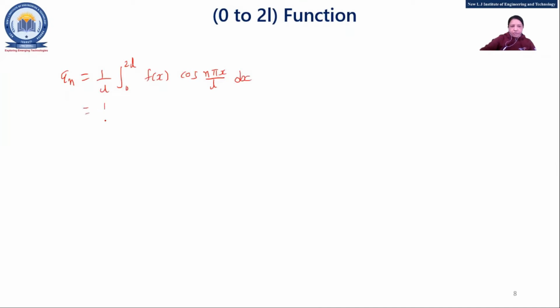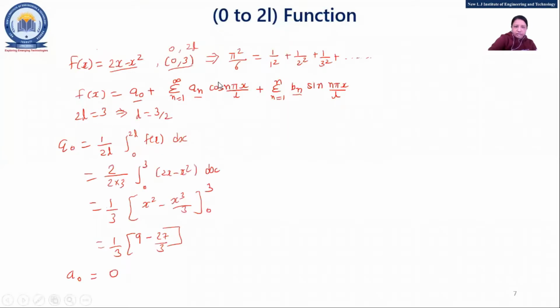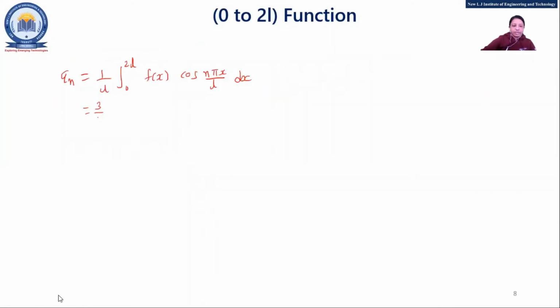Now 1 upon L. So L is 3 by 2. Sorry, that is 2 by 3, right? Just a minute. The L is 3 by 2, so obviously it will be 2 by 3. Fine. 2 by 3, 0 to 2L, that means 0 to 3.